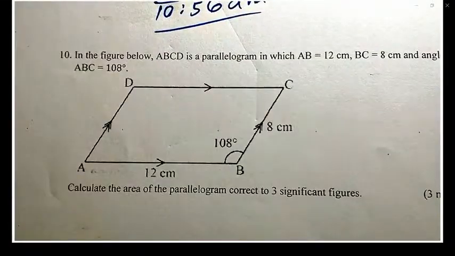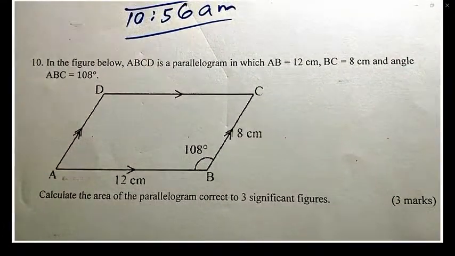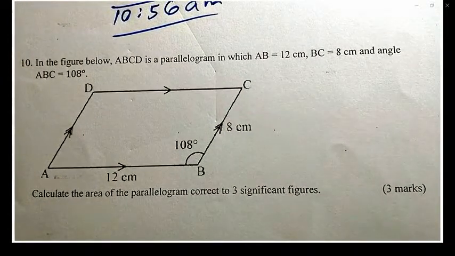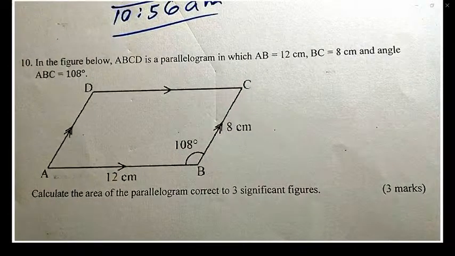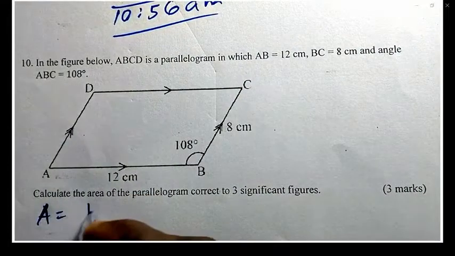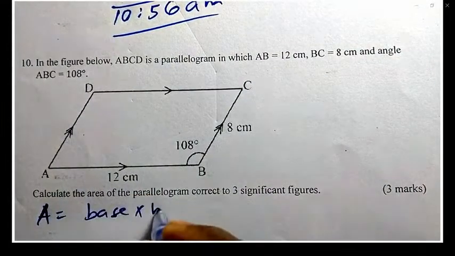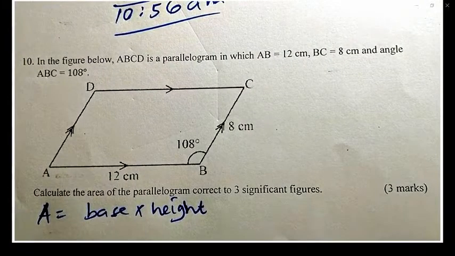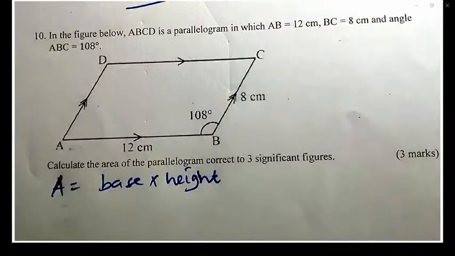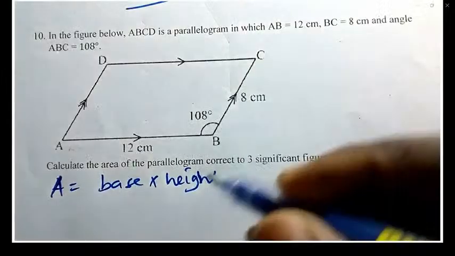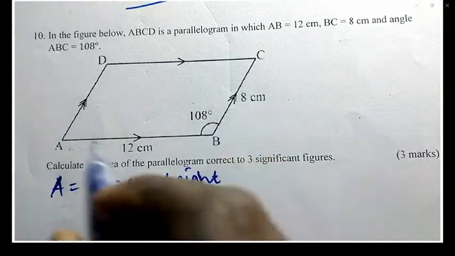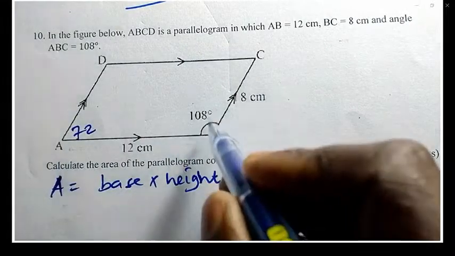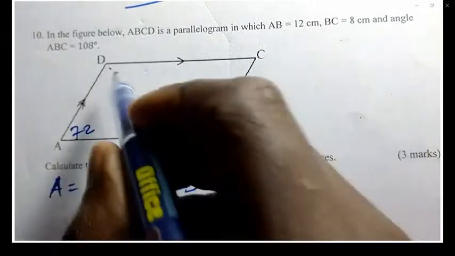In the figure below, the parallelogram, find the area. The area of a parallelogram is simply base times height. For a parallelogram, that is the formula for getting the area, right? But the height here, you should know a parallelogram, kama hapa ni 108, hapa ni 72, because they are adjacent, they must add up to 180. This is 108 and this is 72.